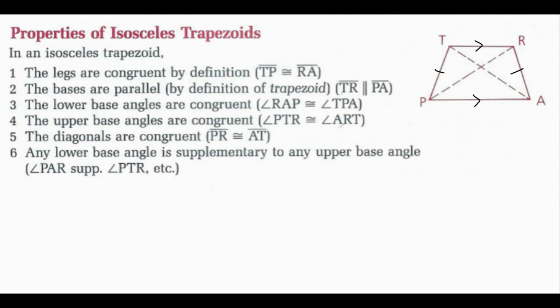The lower base angles are congruent. So angle TPA would be congruent to angle RAP. The upper base angles are congruent, so angle PTR would be congruent to angle ART. The diagonals are congruent, so diagonal PR is congruent to diagonal TA. And then any lower base angle is supplementary to any upper base angle. So angle PAR could be supplementary to ART or PTR.